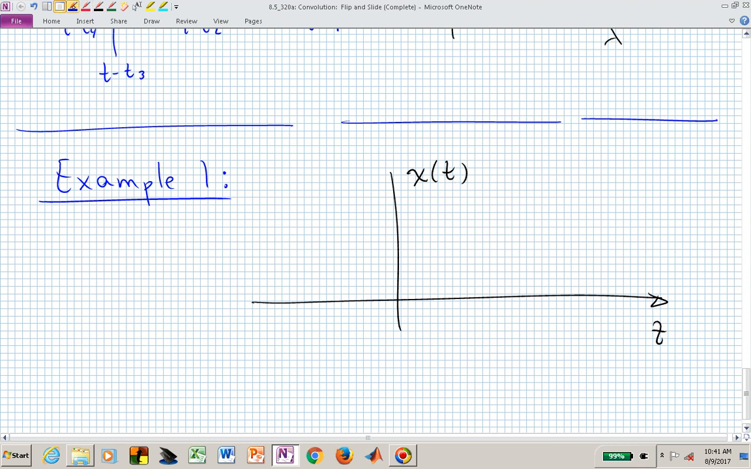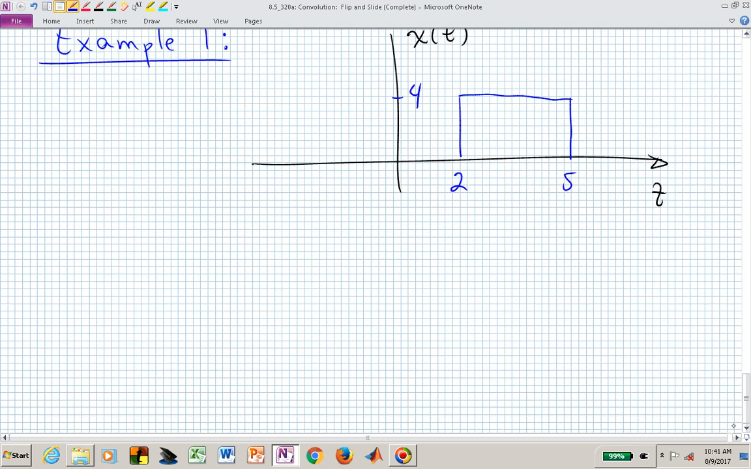And suppose now that functionally it has a constant value from 2 to 5, and let's just say that constant value is 4. Ultimately, what we want to do is find x of t minus lambda. That's our end goal, and we're breaking that up into 3 different steps. Step 1 is to find x of lambda, and that shouldn't be difficult.